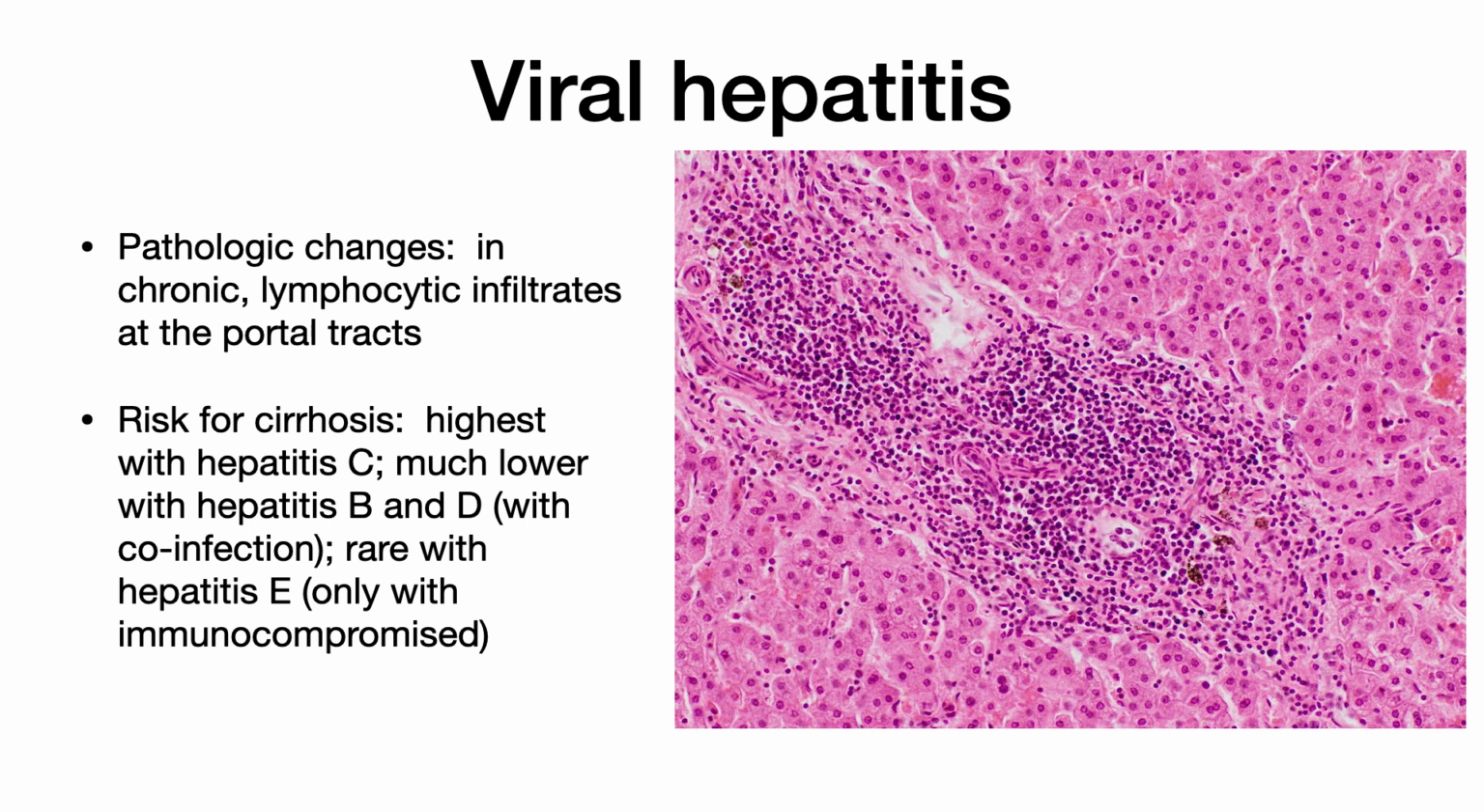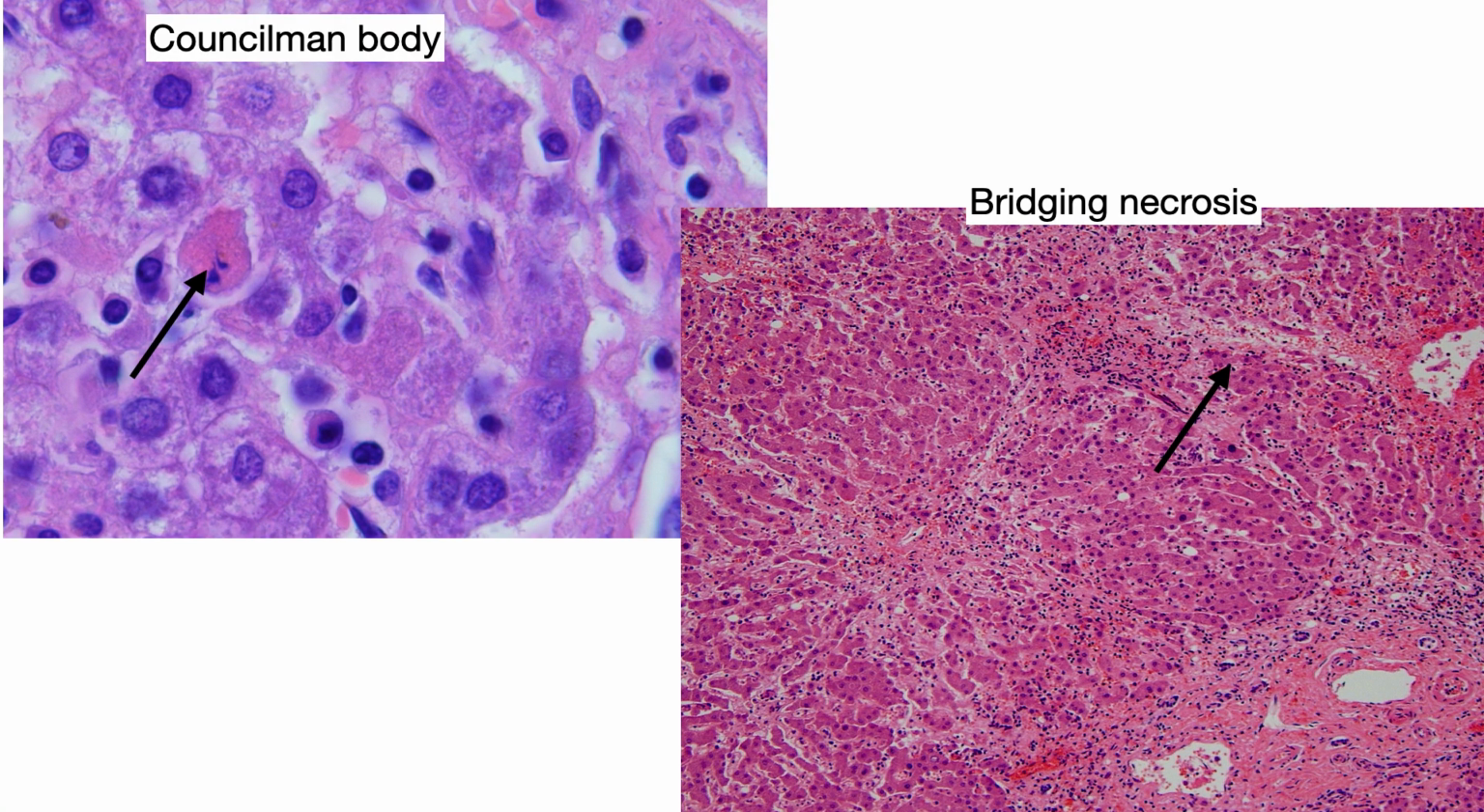Then viral hepatitis has risk for cirrhosis. With hepatitis C, it's the highest. Lower with B, and then with D with co-infection, and then very rare in hepatitis E. Doesn't occur in hepatitis A, or essentially doesn't occur. Never say never in medicine.